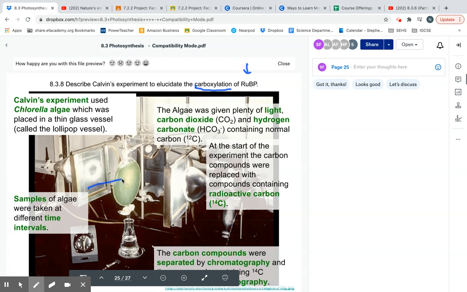So here, this looks kind of like a green lollipop, right? This vessel was filled with algae. Algae do photosynthesis. They take the light's energy and make carbon compounds. So what he did was he just gave it light.